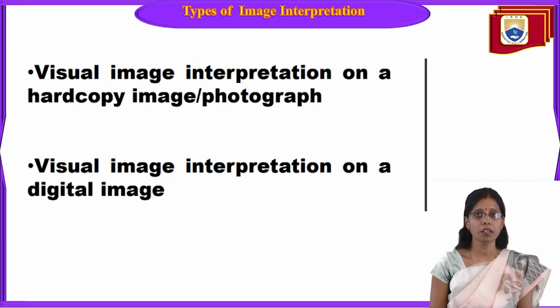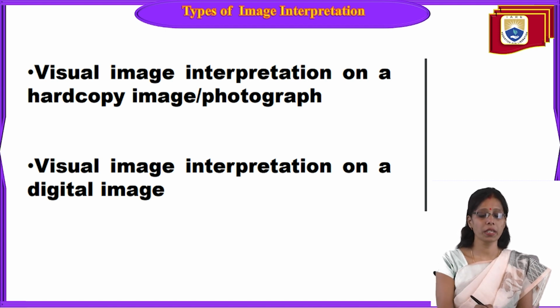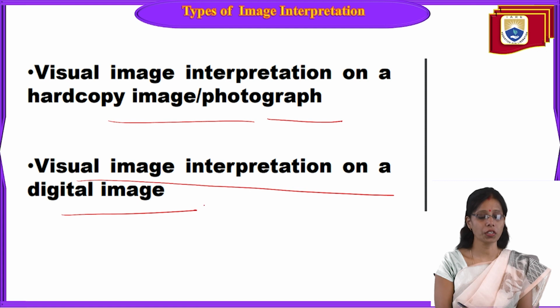Now, types of image interpretation. We have visual image interpretation on a hard copy image or a photograph, and visual image interpretation on a digital image. Visual image interpretation can be done on a hard copy image. Hard copy image means when you get a satellite image and you get a printout of that, that hard copy image can also be visually interpreted based on some key elements that we'll study later. What are the key elements?